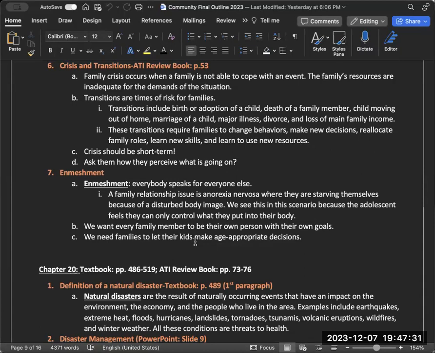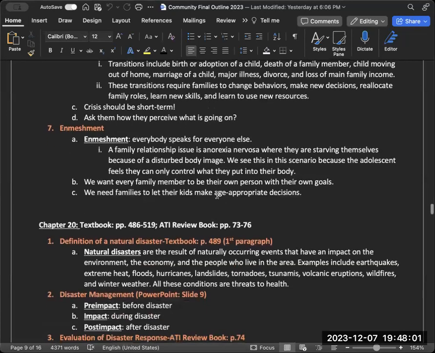Dr. D also mentioned that a crisis should be short term, and we should ask them how they perceive what's going on. Does anybody have anything else to add? Okay. But yeah, so crisis, short term. If they're in a crisis, they cannot cope, and any sort of transition or change that's going on in their life can put a family in crisis.